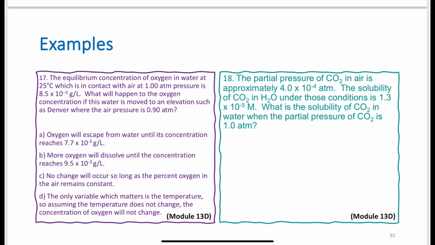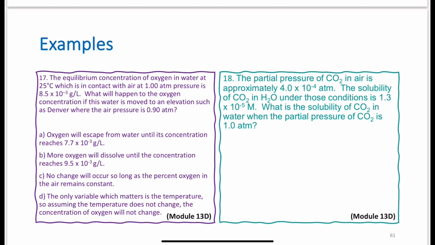Okay. The equilibrium concentration of oxygen in water at 25 degrees C, which is in contact with air at 1 atmosphere pressure, is 8.5 times 10 to the negative third grams per liter. What will happen to the oxygen concentration if this water is moved to an elevation such as Denver, where the air pressure is 0.90 atmospheres? Will oxygen escape from the water until its concentration reaches 7.7 times 10 to the negative third grams per liter? Will more oxygen dissolve until the concentration reaches 9.5 times 10 to the negative third grams per liter? Will no change occur as long as the percent oxygen in the air remains constant? Or will the only variable which matters be temperature?